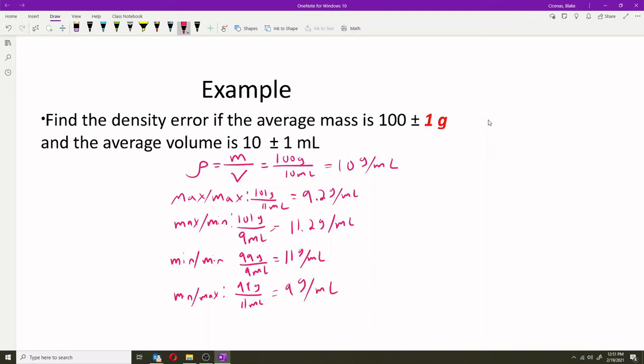All right, so which is furthest away from 10? Well, this is 1.2. That one's 1. That's only 0.2, so it looks like you win. And it's the difference between the two. So it's actually going to be 1.2. So you write this as 10 plus or minus 1.2 grams per milliliter. And that is it.